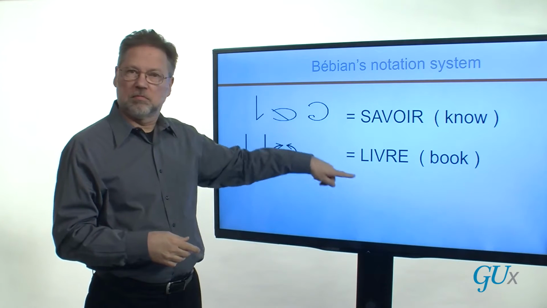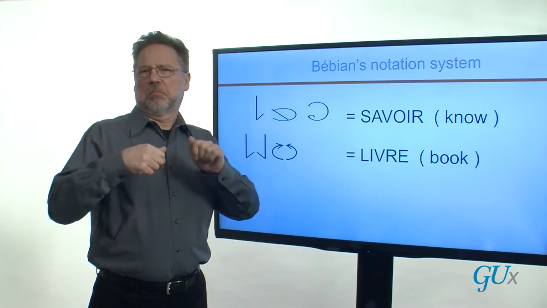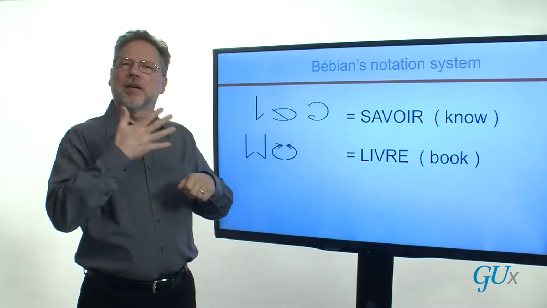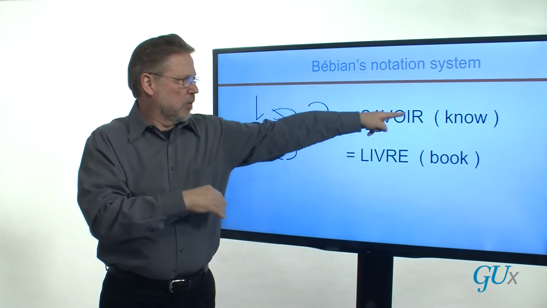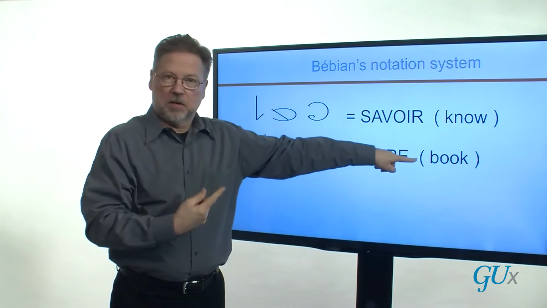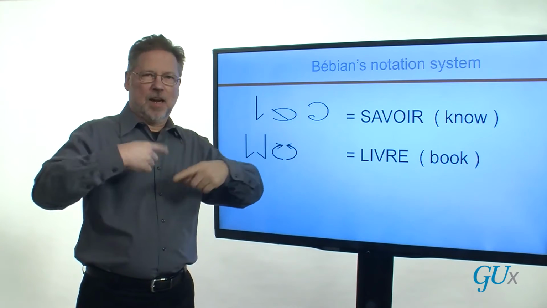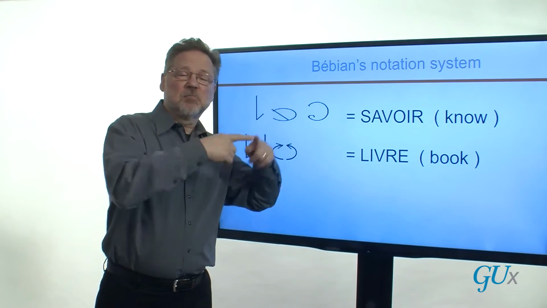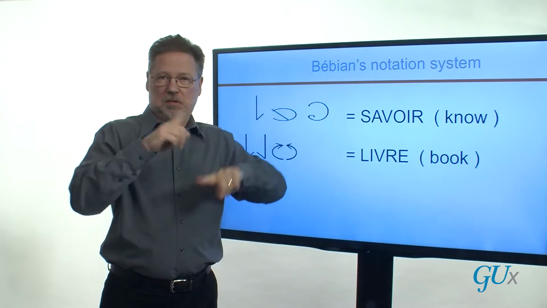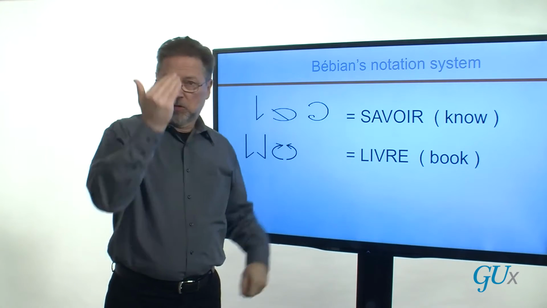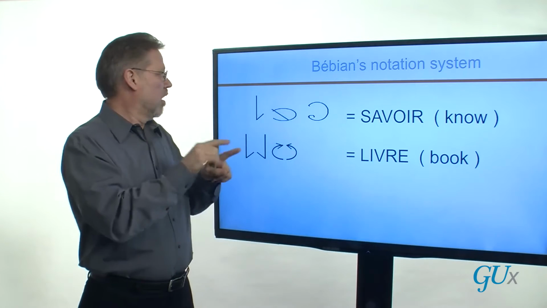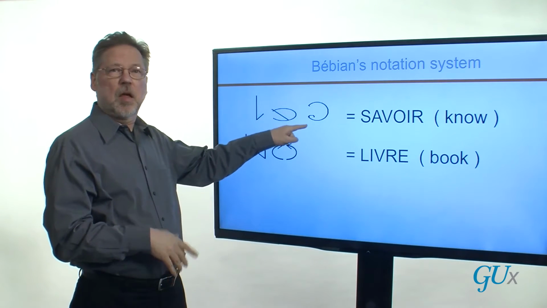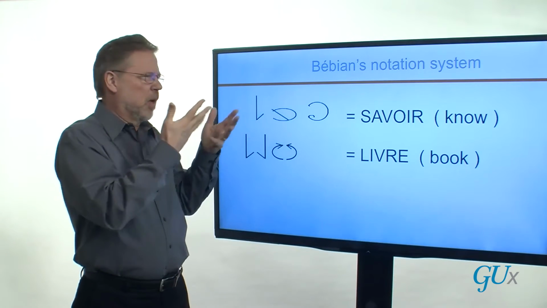I'll show you the two signs listed here. I've also included an English gloss that expresses the same concept for each sign. The French signs for these concepts were brought to America and are still used in ASL today. The first one looks like this and was notated by Babian this way. I'll talk more about what those symbols mean.